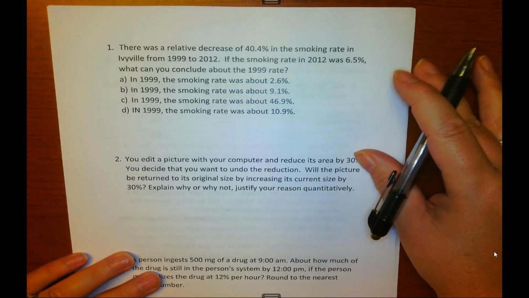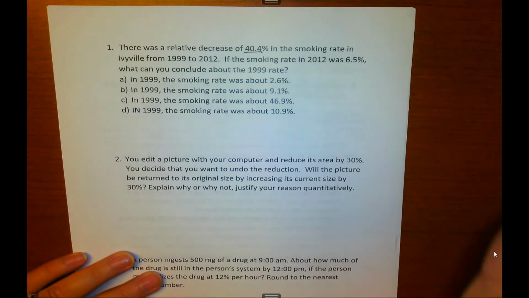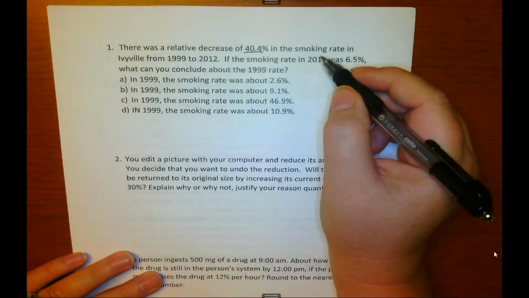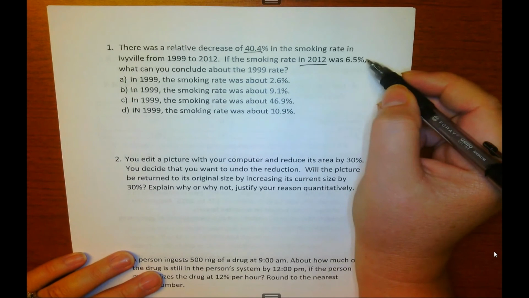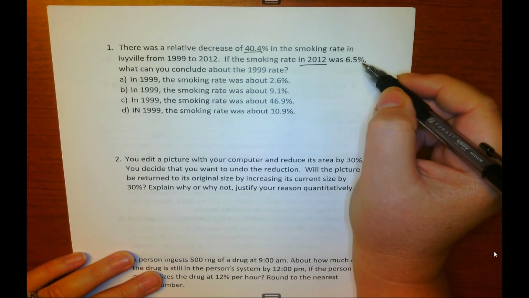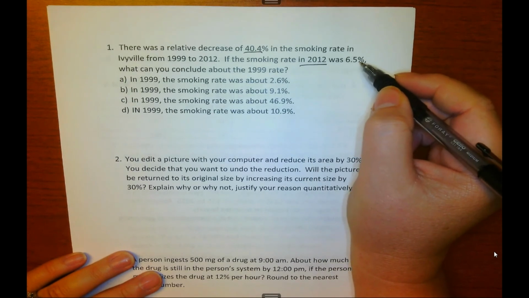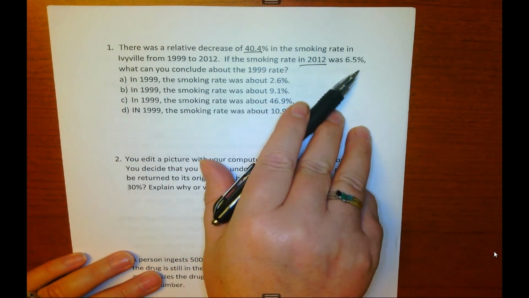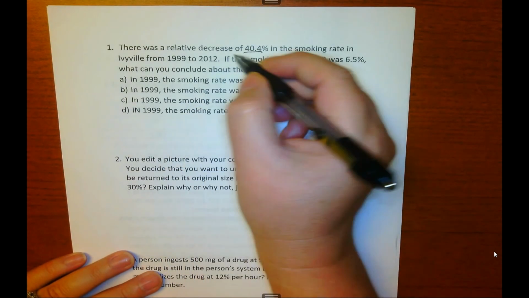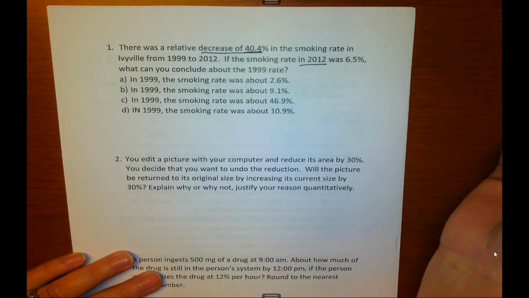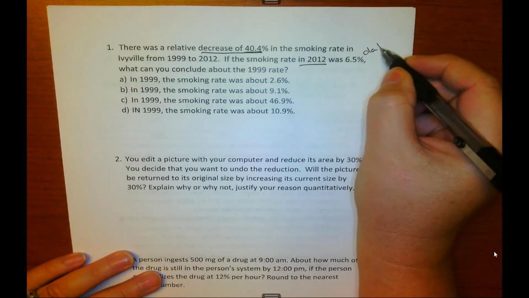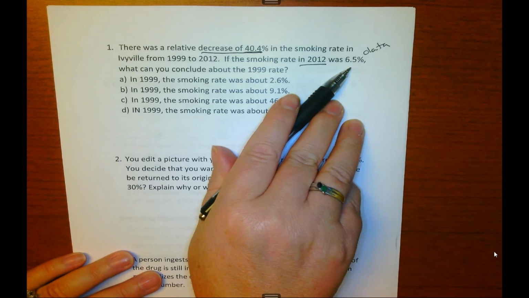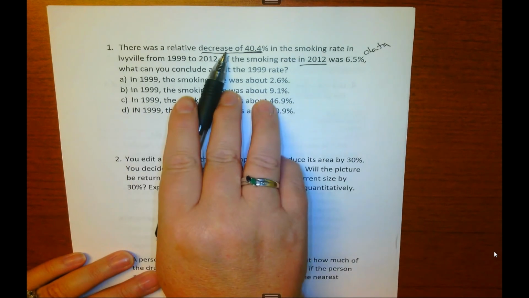There was a relative decrease of 40.4% in the smoking rate in Ivyville from 1999 to 2012. If the smoking rate in 2012 was 6.5%, what can you conclude about the 1999 rate? Because our data is in percentage, people get confused. Here is the decrease. This is our percent decrease. This is our data. Again, we have one data, we're looking for another one, and we know the percent decrease.